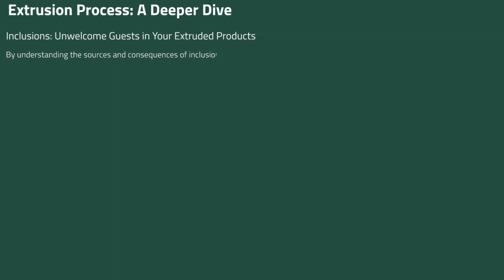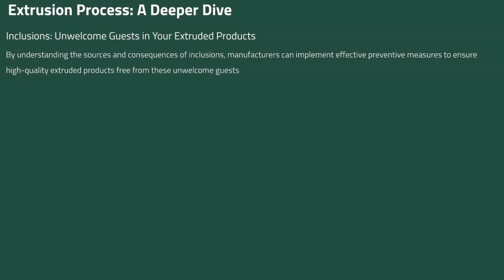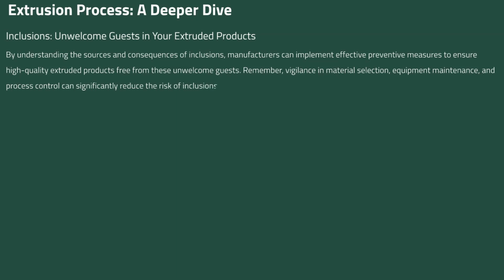By understanding the sources and consequences of inclusions, manufacturers can implement effective preventive measures to ensure high-quality extruded products free from these unwelcome guests. Remember, vigilance in material selection, equipment maintenance, and process control can significantly reduce the risk of inclusions and improve the overall reliability and performance of your extruded products.